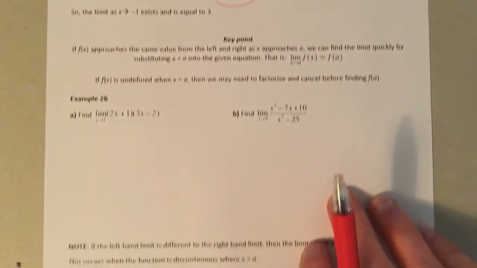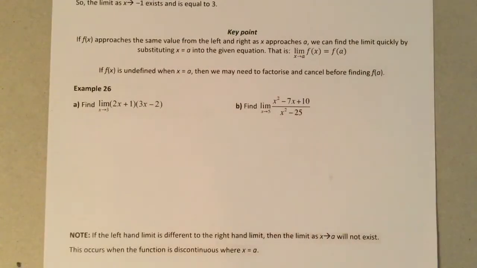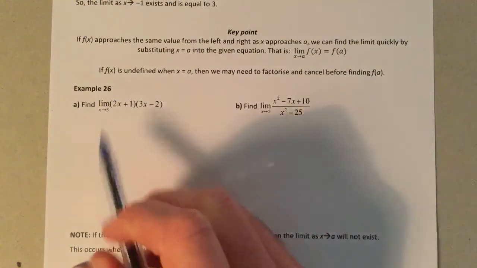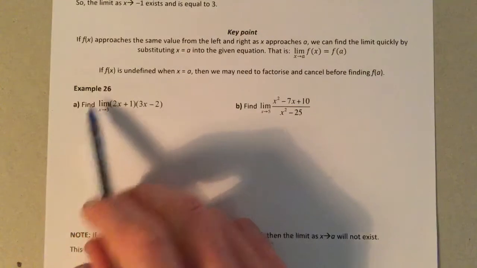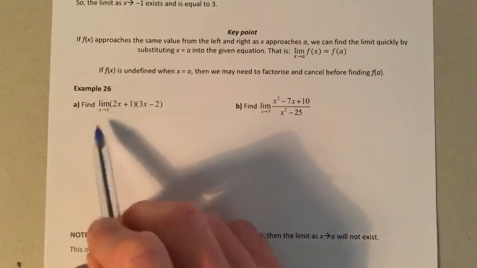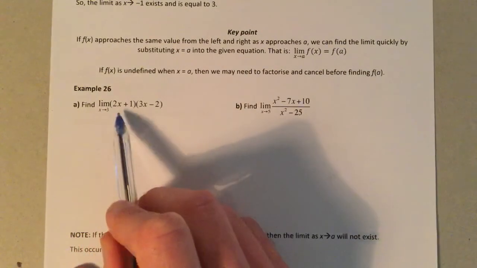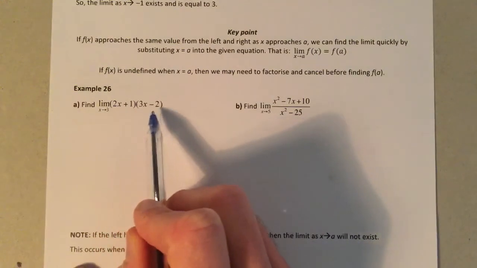All right, so for example 26, there are a lot of complicated ideas to understand with a limit here, but the way that we evaluate limits is sometimes really easy. Example 26 is saying to find the limit as x approaches 3 of this function here, 2x plus 1 times 3x minus 2.